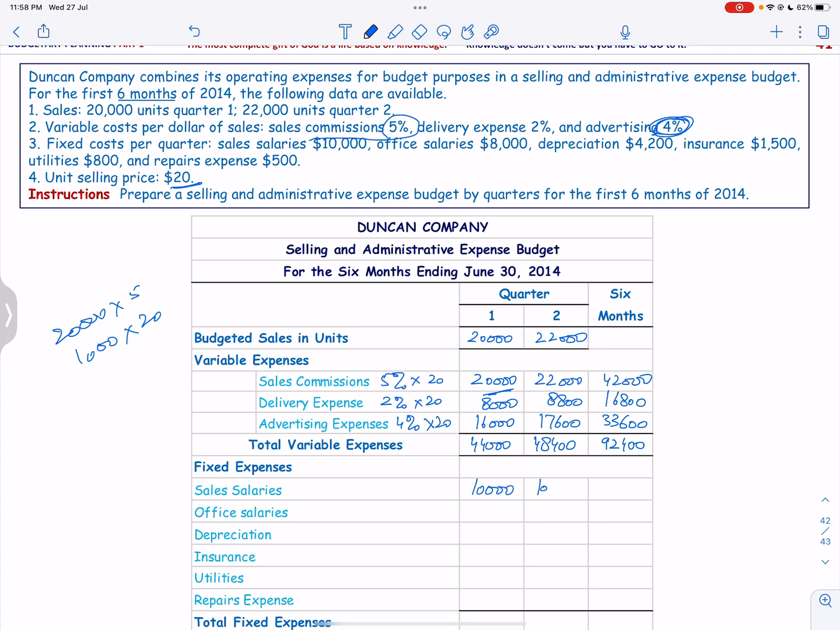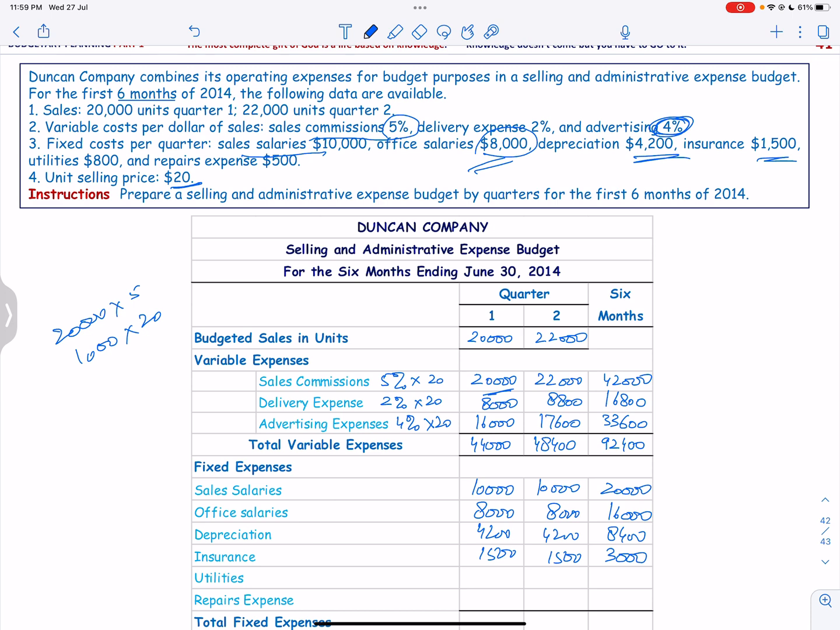Then we have the fixed expenses, where they say sales salaries are 10,000, so they are fixed, they don't change. For each quarter, that is 10, and that makes 20. Sorry, these are office salaries, 8,000 and 8,000, that makes 16,000. Depreciation is 4,200, that makes 8,400. Insurance is 1,500 and 1,500, that makes 3,000.